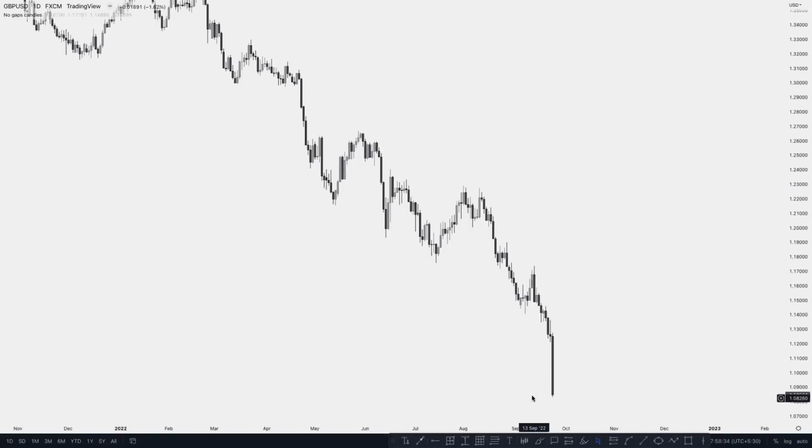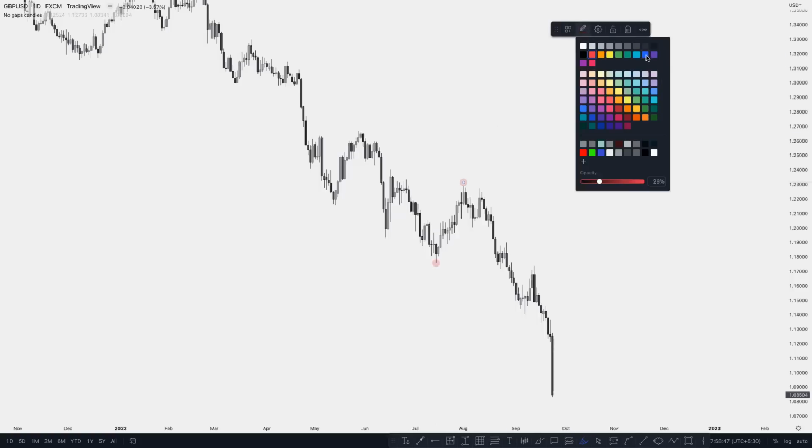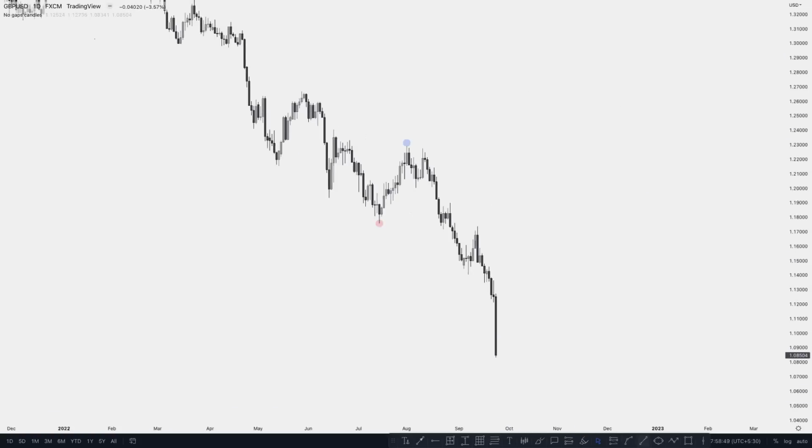So first of all, mark the recent structure, then we can identify where the next move is in GBP. So this one is our lower low, right? And this is our lower high, which one is here? And this one is our break of structure.